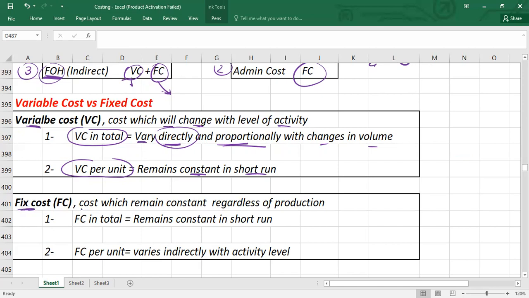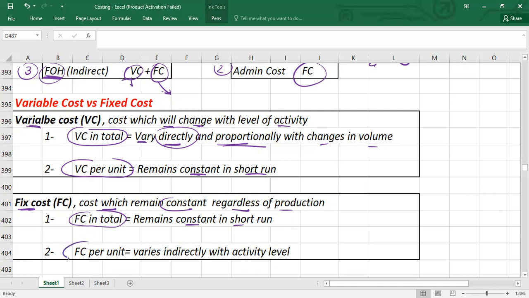What is fixed cost? These are those costs which remain constant regardless of the production. For example, rent: even if you have 100,000 units of production, or even zero units of production, this will remain constant. Fixed cost in total remains constant in the short run, which means in a short time period. For example, if you are paying rent of 1,000, it will be 1,000 maximum for one year.